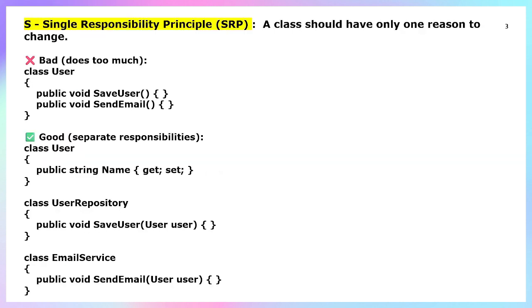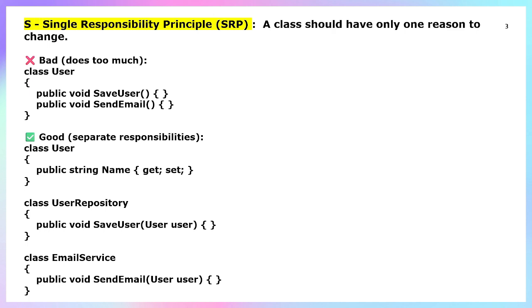Single Responsibility principle, as I said, a class should have only one reason to change, or only one responsibility. You can see here there is a User class in which a SaveUser as well as a SendEmail method are there, two methods. But this is not the Single Responsibility principle. A good design has only one responsibility per class: a User class has a string name, a UserRepository from where we can save the user, and an EmailService where only the email method will be there.